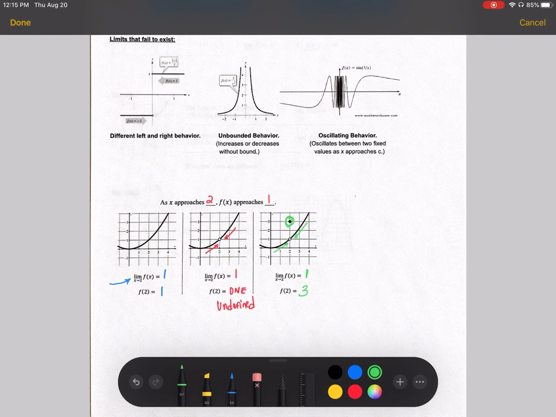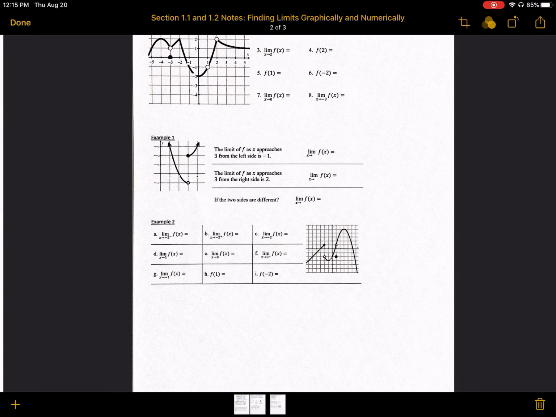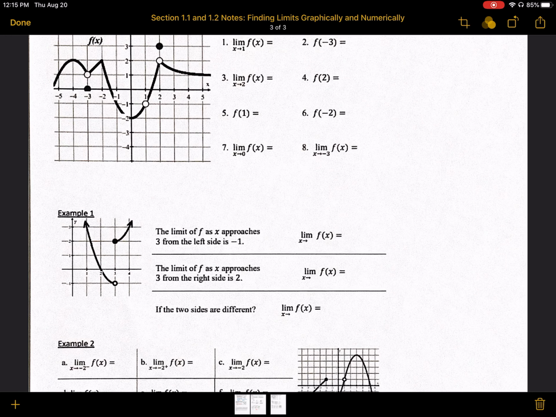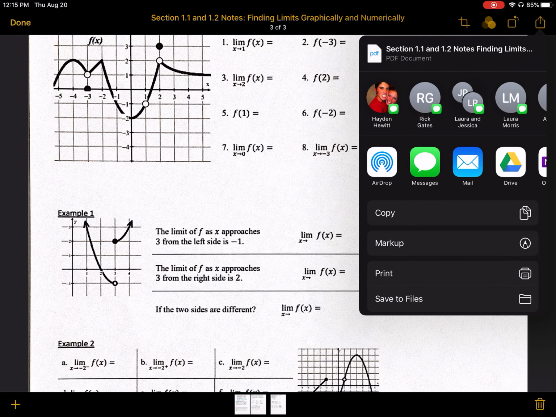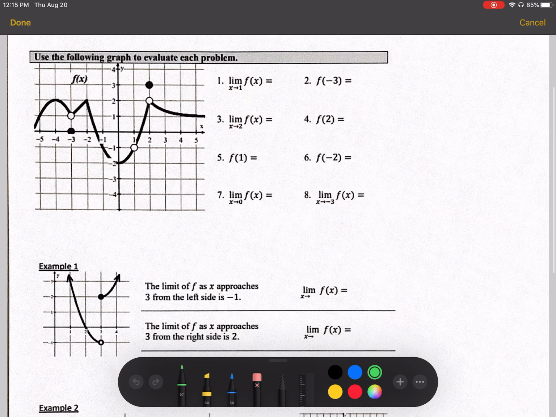So the biggest thing with all of this is understanding the difference between a limit and just plugging in x and y values, so function stuff. Okay, so then use the following graph to evaluate each problem.